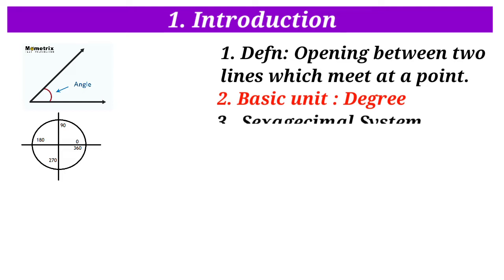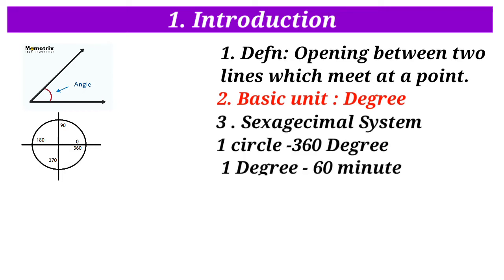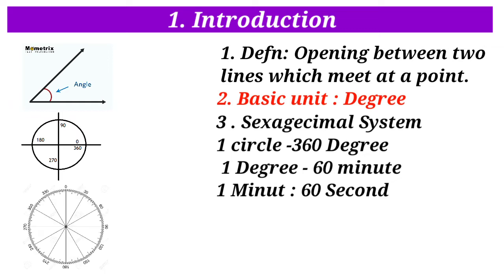If a circle is divided into 360 parts and each part is called a degree, each degree is divided into 60 minutes and each minute is again divided into 60 seconds. This method of defining angular units is called the sexagesimal system, which is used for engineering purposes.